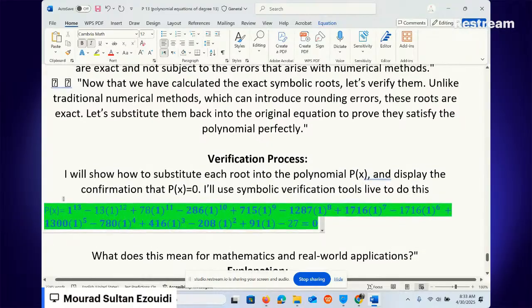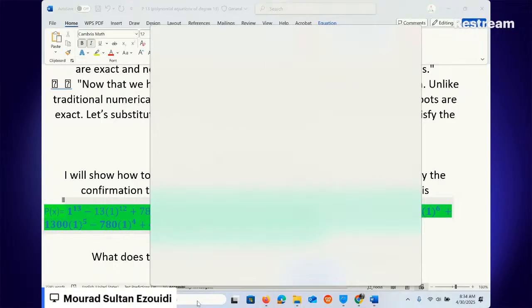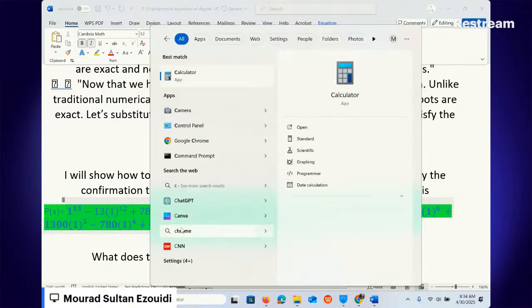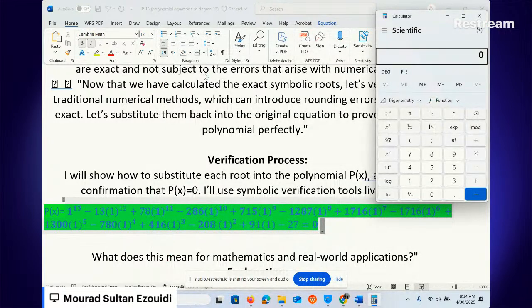Here, I will just add the coefficients. I will use the calculator and verify that this is in fact equal to zero. This 13th-degree equation can only be solved by the method of Murat Sultan Ezouidi. Even AI, artificial intelligence, is unable to solve this polynomial without my guidance.